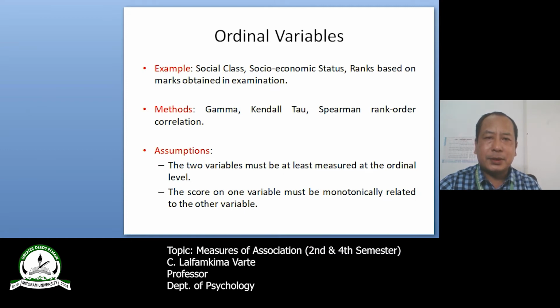At the ordinal level of measurement, we can have different examples such as social class, socioeconomic status, and the ranks based on marks obtained in the examination. The methods of association that are applicable are the gamma coefficient, Kendall's tau, and the Spearman rank order correlation. The assumptions underlying ordinal level measurement associations are that the two variables must be at least measured at the ordinal level, and that the scores on one variable must be monotonically related to the other variable.